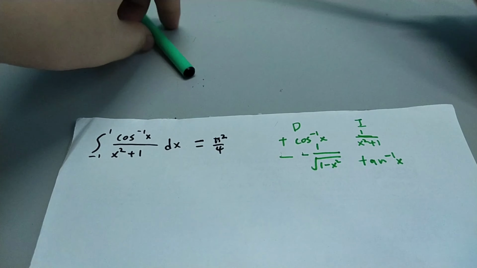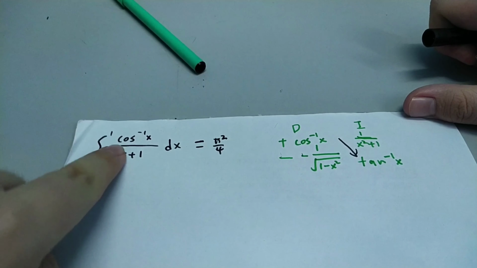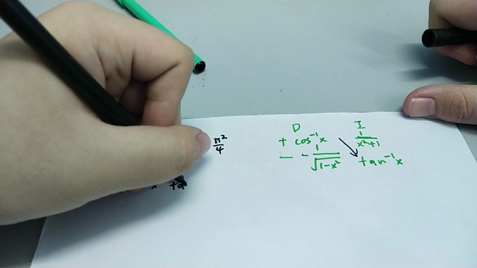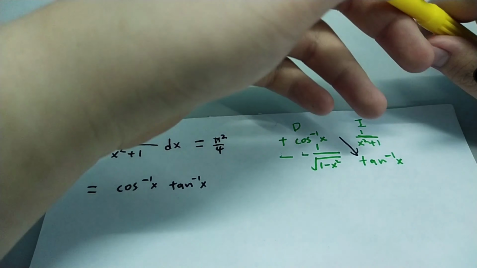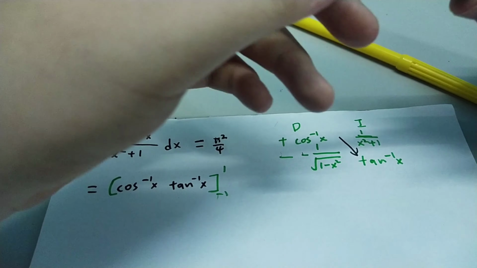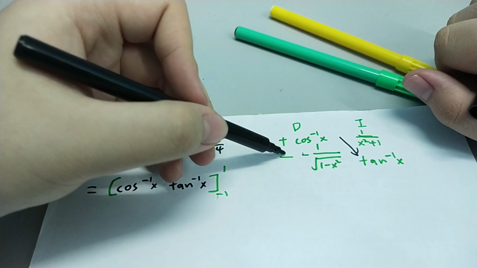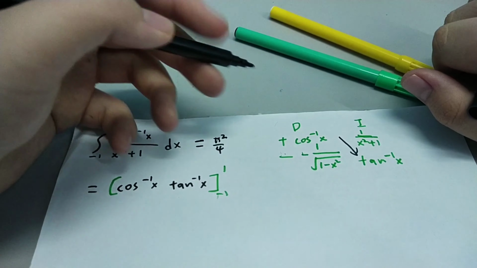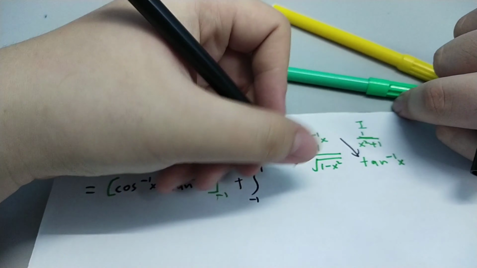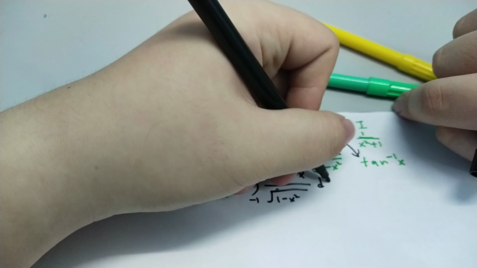So what are we going to do? Inverse cosine of x will be multiplied to here, so we get inverse cosine of x times inverse tangent of x, from -1 to 1. And then we integrate the product of the next row. Minus times minus is plus, so we add the integral from -1 to 1 of inverse tangent of x over the square root of 1 minus x squared dx.